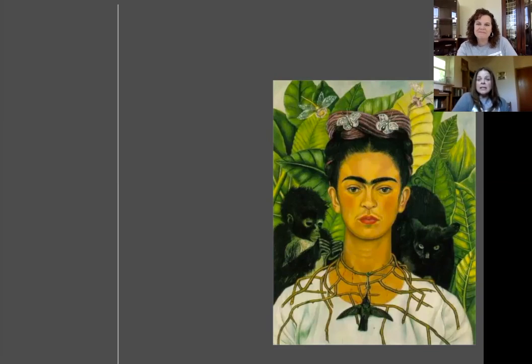So, like you said, I did a lot of research on Frida Kahlo, and I used that research to help me interpret the symbols. I learned that Frida Kahlo was born and raised in Mexico, and her culture was very, very important to her. So, a lot of the symbols that we see in her picture are representative of her culture. I see the monkey, and the monkey represents a gift from her husband. So I think the monkey is indicative of her husband and her love for her husband.